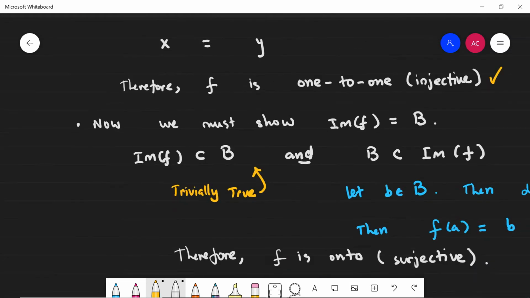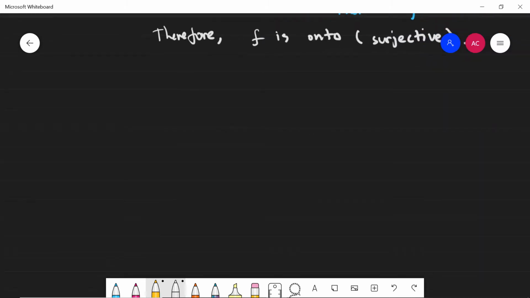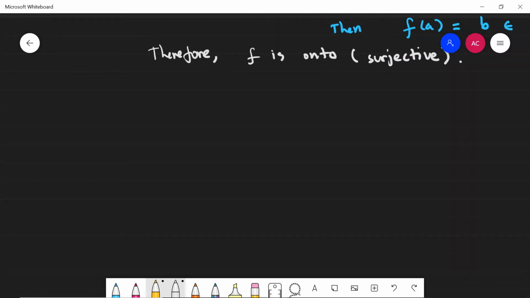So I need to prove the reverse direction. Okay, well, let me scroll down here. So let's scroll down and let's prove the reverse direction. So now I want to prove this direction. So now what I'm going to assume is that F is a bijection, and I want to be able to show that F must have an inverse. So assume F is a bijection.